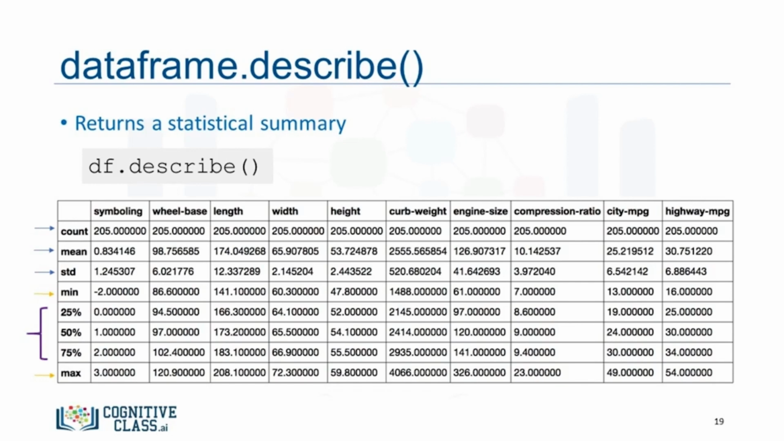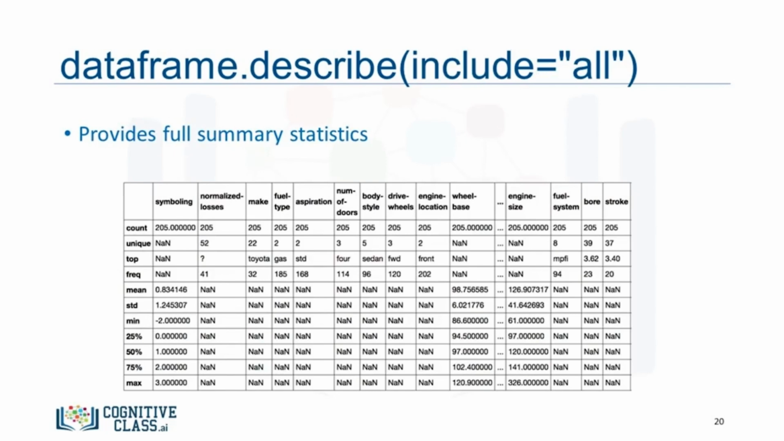By default, the dataframe describe function skips rows and columns that do not contain numbers. It is possible to make the describe method work for object type columns as well. To enable a summary of all the columns, we could add an argument, include equals all, inside the describe function brackets. Now, the outcome shows the summary of all 26 columns, including object type attributes.